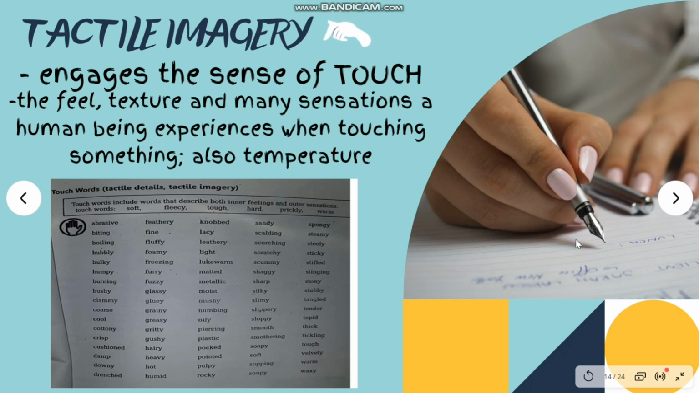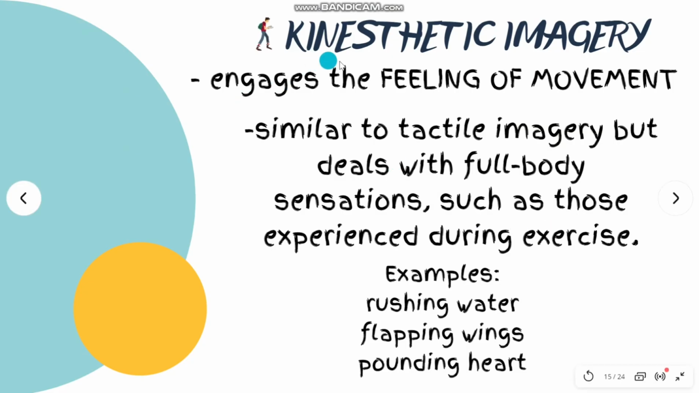Next, we have here the sixth type of imagery. This is what we call the kinesthetic imagery, engages the feeling of movement. Similar to tactile imagery but deals with full body sensations, such as those experienced during exercise. And these are the examples I've got from your module.